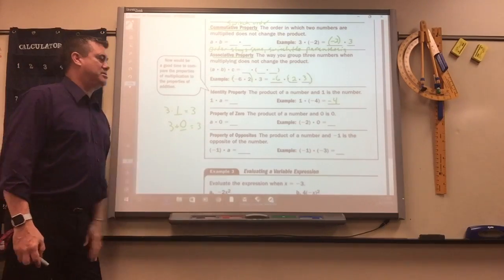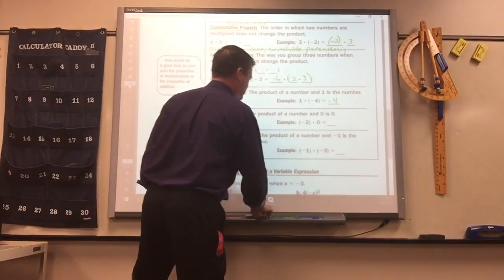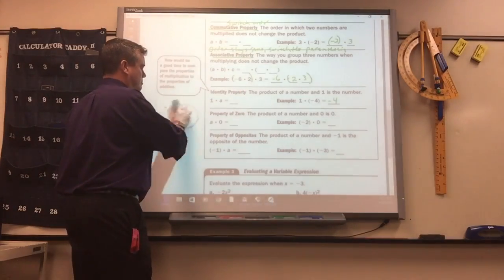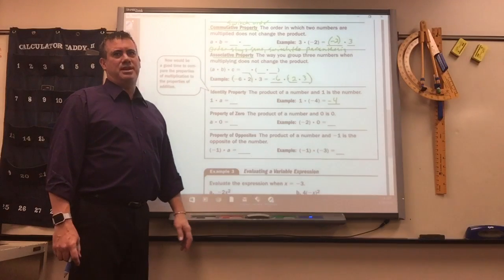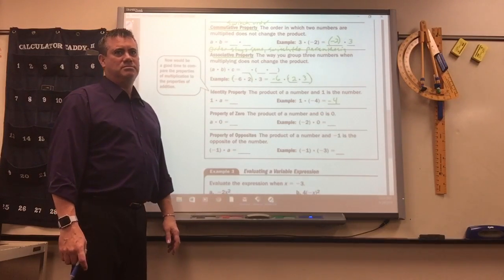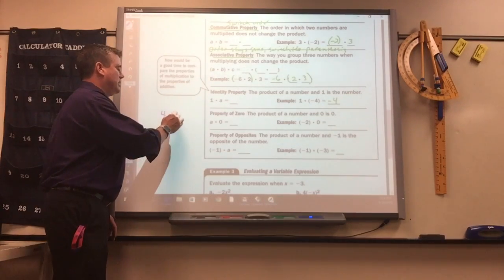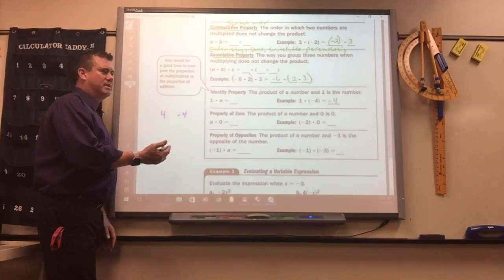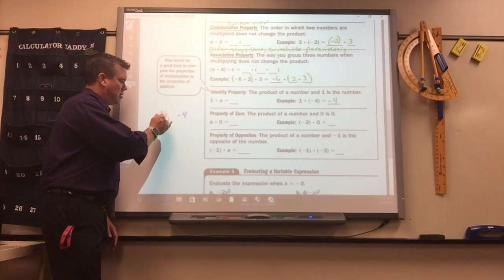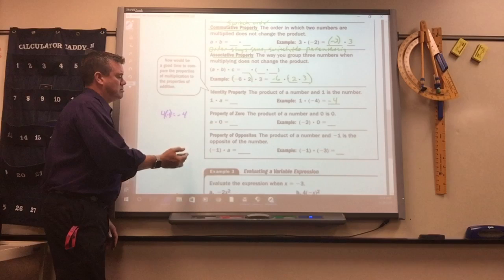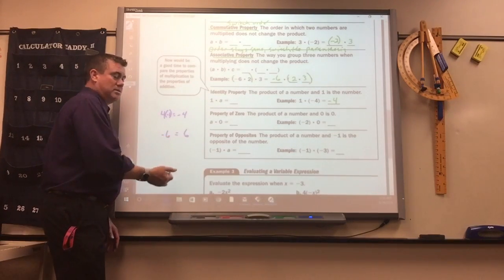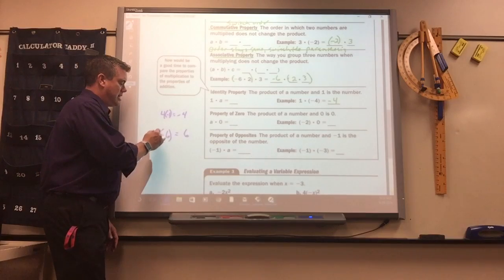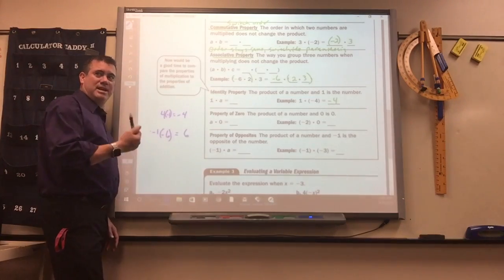And then opposites. The way you get an opposite is you just take it times negative 1. Opposite of 4 is negative 4, right? The way you get that is you take 4 times negative 1. The opposite of negative 6 is 6. The way you get that is you take it times negative 1, because then the negatives cancel.